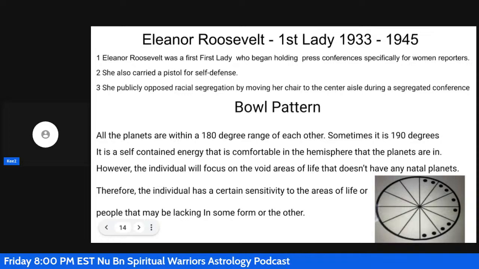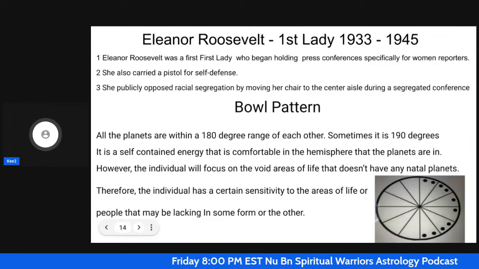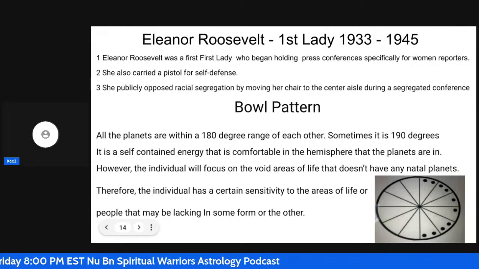Of life that doesn't have any natal planets. Therefore, the individual has a certain sensitivity to the area of life or people that may be lacking in some form or the other.